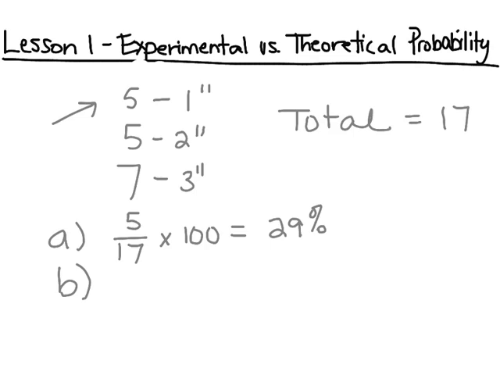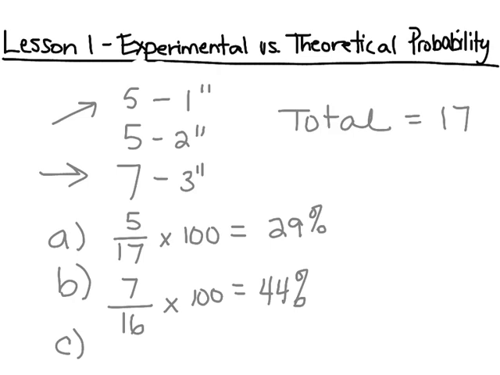And now, because he doesn't replace the nail in the bag, there's only 16 nails left in the bag. But we're trying to get a 3-inch nail here. So we have a 7 out of 16 chance. So 7 divided by 16 times 100 is a 44% chance. So the first time he picks a nail, he has a 29% chance of getting the nail he wants. The second time he picks a nail, he's got a 44% chance.